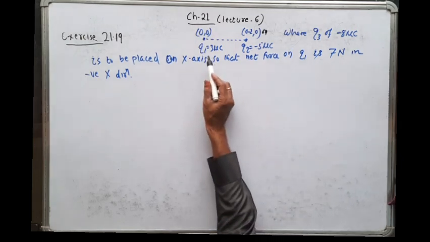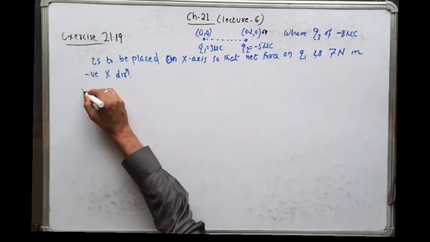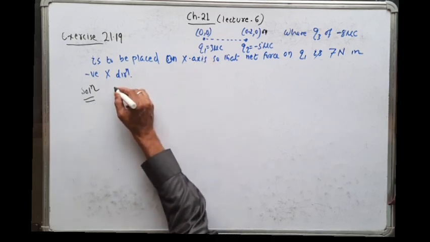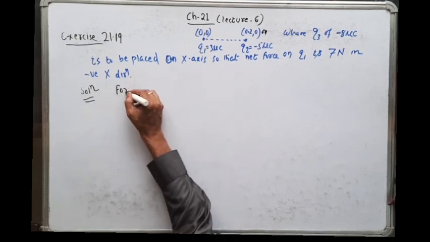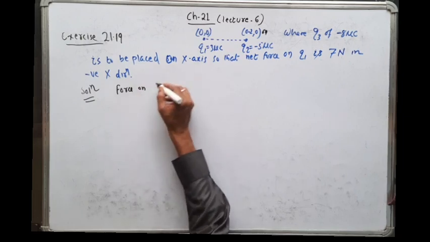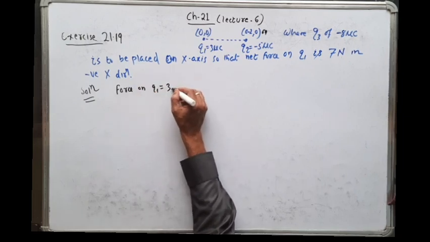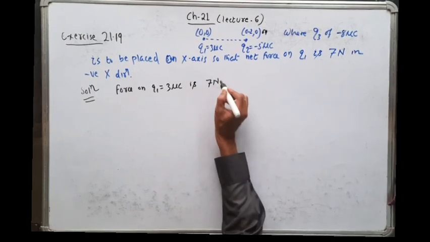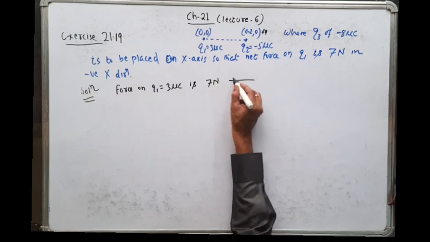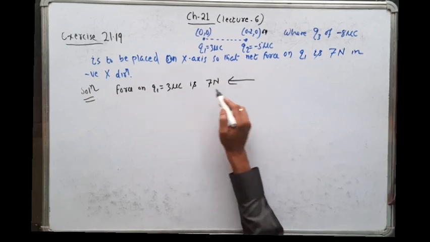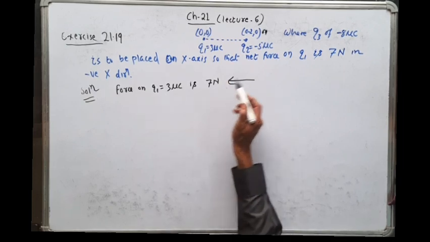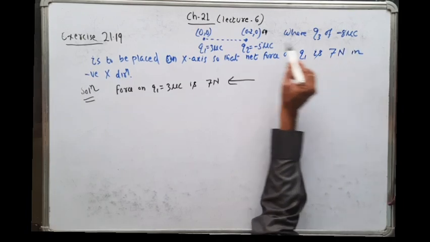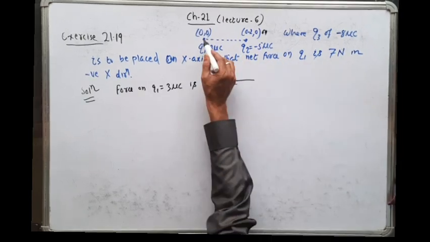Okay. Now see, according to the question, it is given the force on Q1, which is equal to 3 microcoulomb, is how much? Is 7 Newton. In which direction? In negative x direction. Okay. So for this condition, where I have to put Q3, whose magnitude is minus 8 microcoulomb, on the x axis. You see, this is the origin.